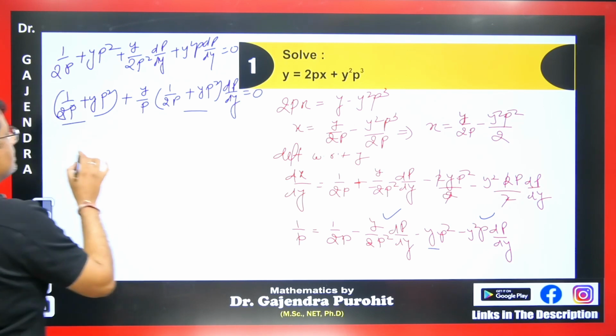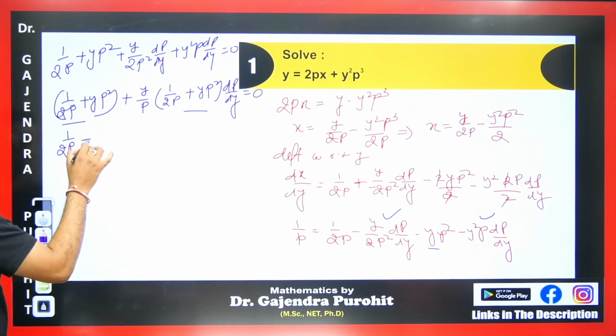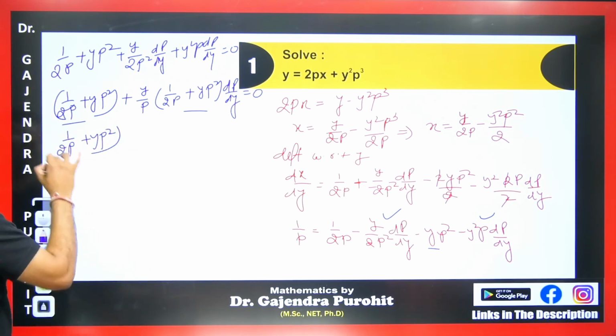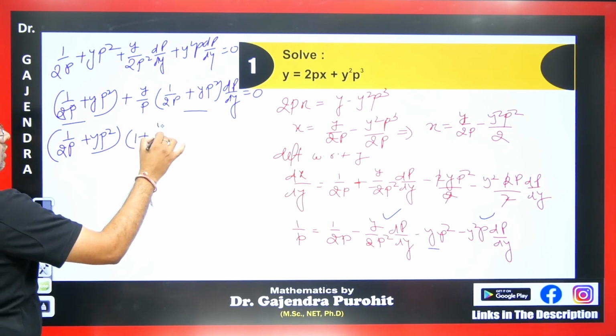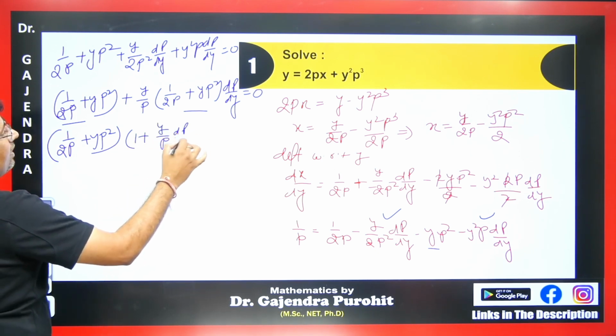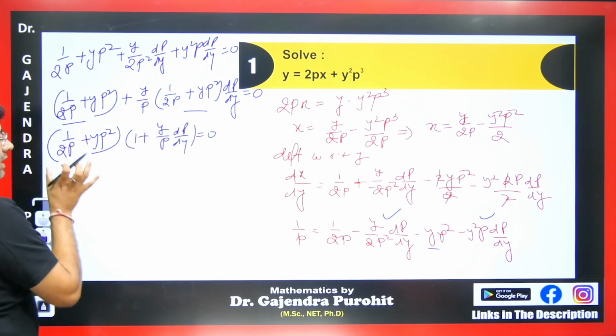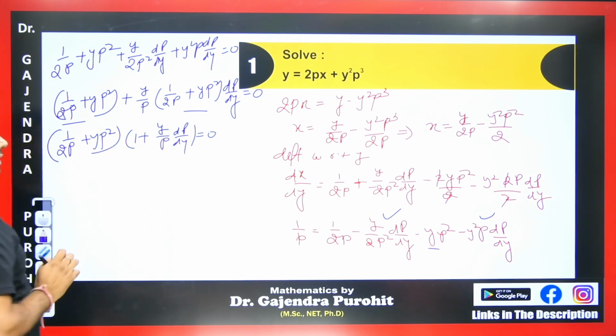You can notice these are similar terms. This will be 1 upon 2p plus yp square. And when we take this as common, then 1 will be left here, and this will be y by p into dp by dy is equal to 0. So either this will be equal to 0 or this will be equal to 0.